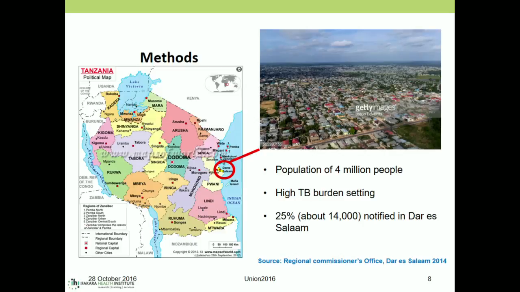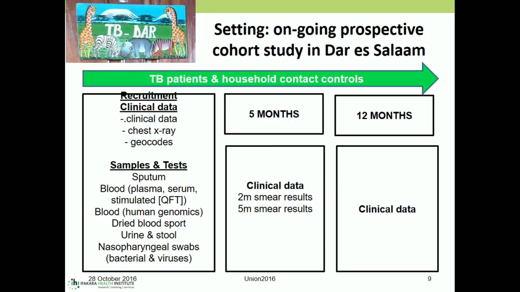The setting is Dar es Salaam, Tanzania. It's a city with a population of around 4 million. It's a high TB burden setting, and almost 25% of the TB cases notified in the country come from Dar es Salaam. As you might see, Dar es Salaam is quite a small region, but has quite a high burden of TB. My PhD project is housed in a big cohort of TB patients and controls who are recruited and followed up for 12 months.